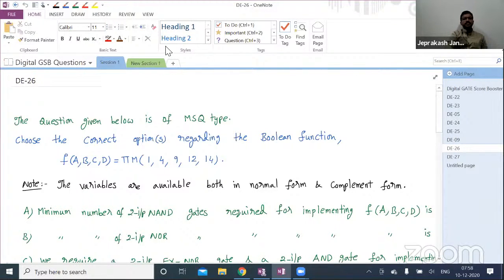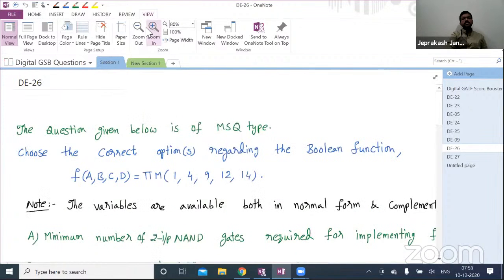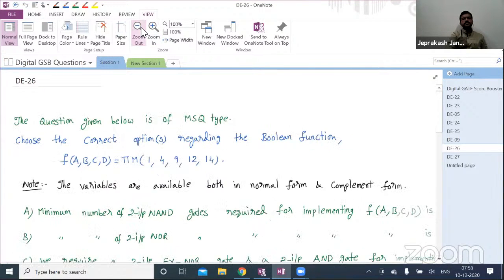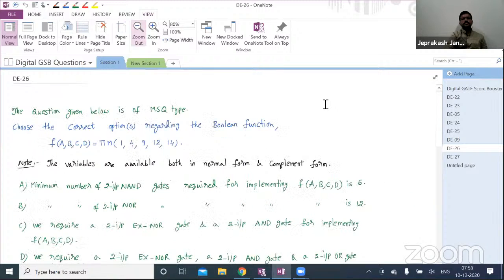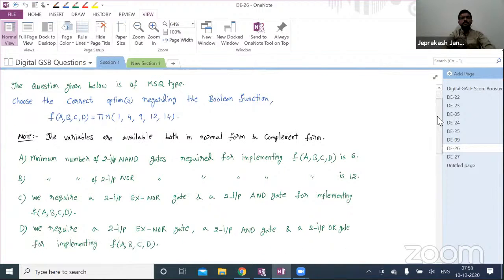Just 1 second. Can you guess this is the question related to which chapter? Logic gates, right? Yes, very good. This question is related to logic gates. So this is also an MSQ type of question, right?